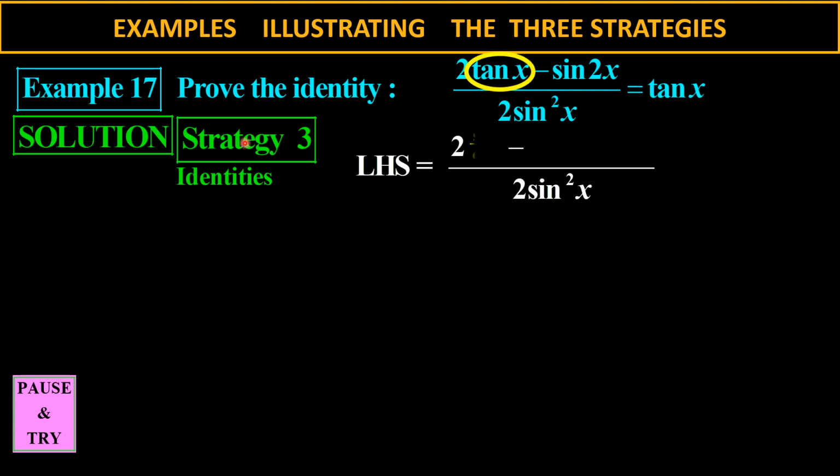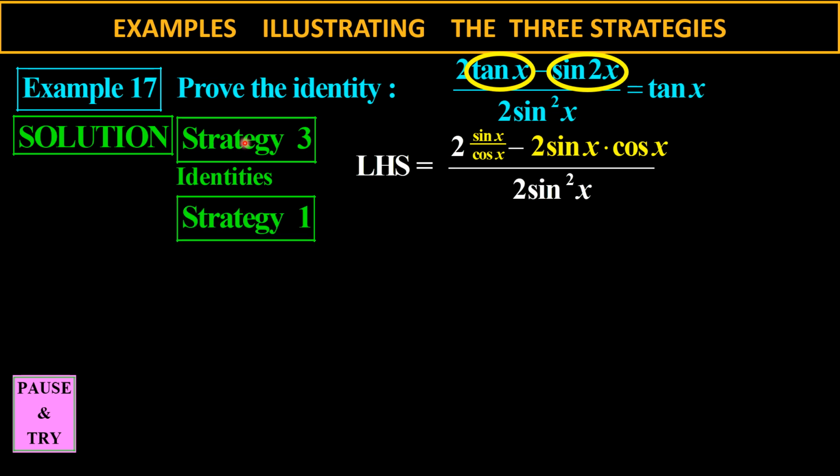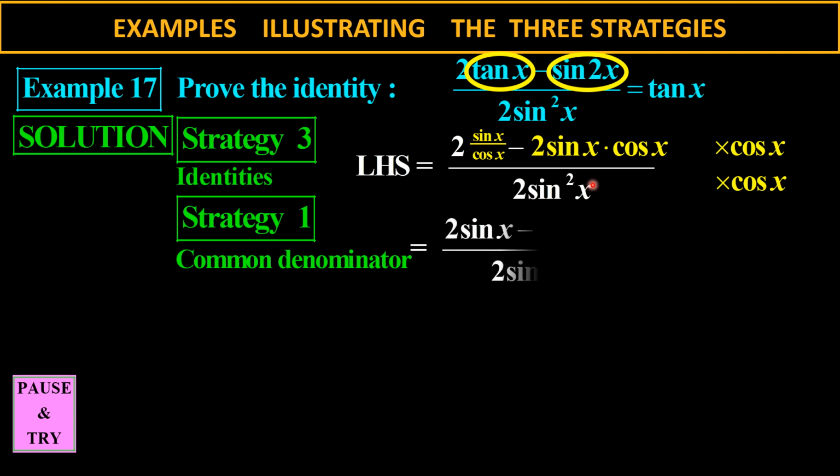The tangent, we can replace by sin x over cos x, and sin 2x we can replace by 2 sin x cos x. Right? Now we want to simplify. And what can we do here? That's correct. We have fractions, so there's a common denominator. The common denominator is cos x, so we can multiply both the numerator and the denominator by cos x. If I multiply the numerator and the denominator by the same value, I'm not changing the expression. So let's do that.